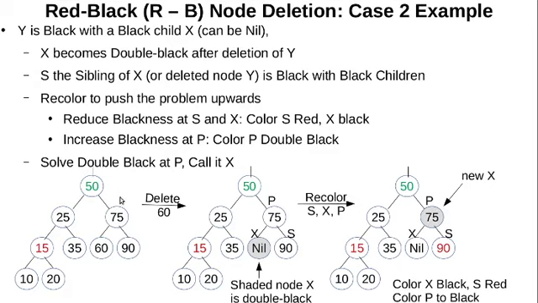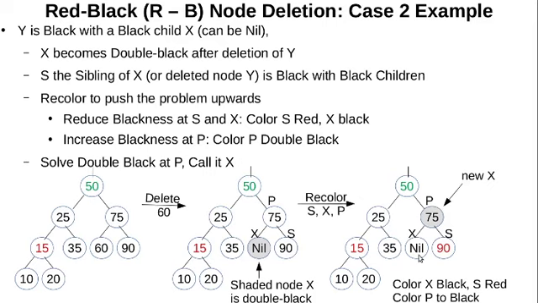Consider the subtree on the left. We want to delete node 60, which is colored black. Deletion of node 60 makes its nil child double black. We mark it as X. The sibling of node X is also black with black children. Here, as per the case 2 processing, we reduce the blackness of S and X. So S turns red and X turns black from double black.